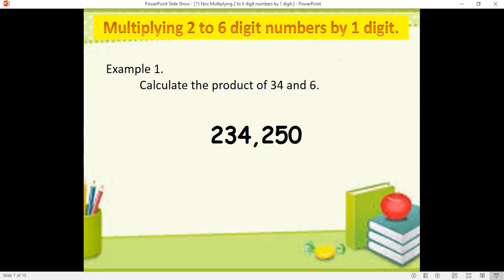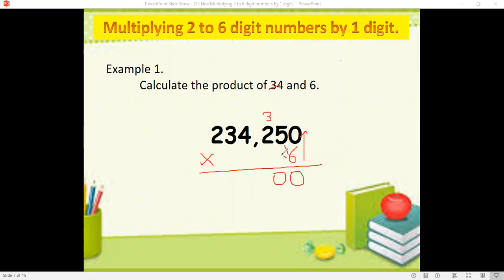How about this? I forgot to put this one. So let's multiply this one by 6. All right. So let's start from the unit. So we will multiply first the unit by 6, which is 6 times 0 is 0. Then 6 times 5 is 30. So let's carry the 3. We are not allowed to write two digits below. You have to carry until you reach the last one.